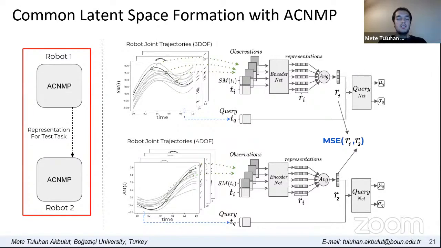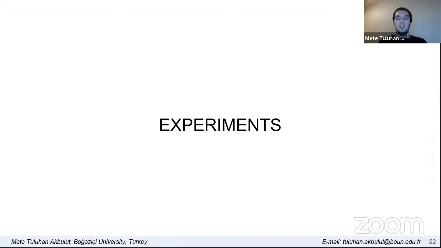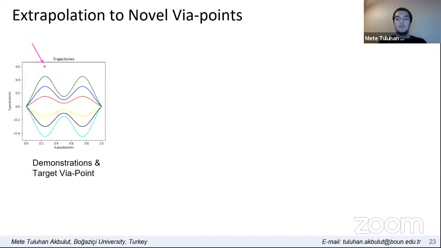At test time, skill transfer for a novel task can be achieved by transferring the skill representation from the first robot to the query network of the second robot. Afterwards, the target agent can perfect the skill using its RL agent. We made 4 simulation and 2 real robot experiments.